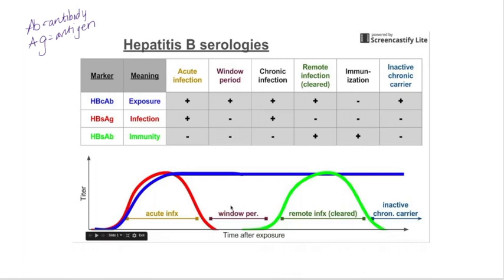There's no window period. So you would not have chronic infection either. So the way that surface antibody would be present is if your body cleared an infection or you received an immunization to hepatitis B. So that is where you would see surface antibody positive.